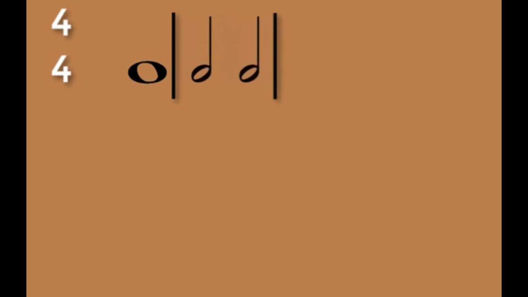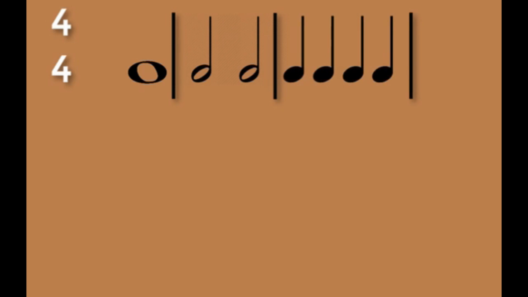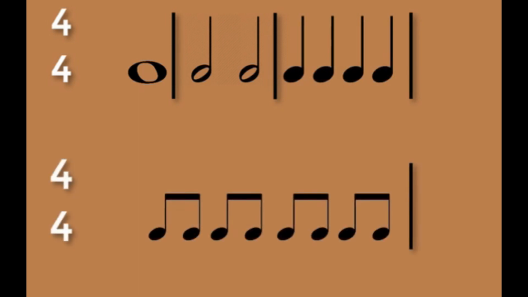We can have rests and we can have notes. For instance, a whole note, 4 beats. We have 1 whole note per measure. We can have 2 half notes. That equals 4 beats. We could have 4 quarter notes. That equals 4 beats. We could have 8 eighth notes. That equals 4 beats. Or we could combine them. I could have a half note plus 2 quarters. I could have a half note, a quarter note, and 2 eighth notes. Any combination of notes as long as they add up to 4.